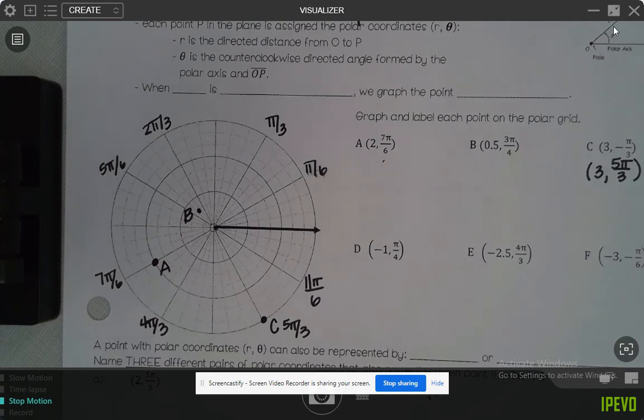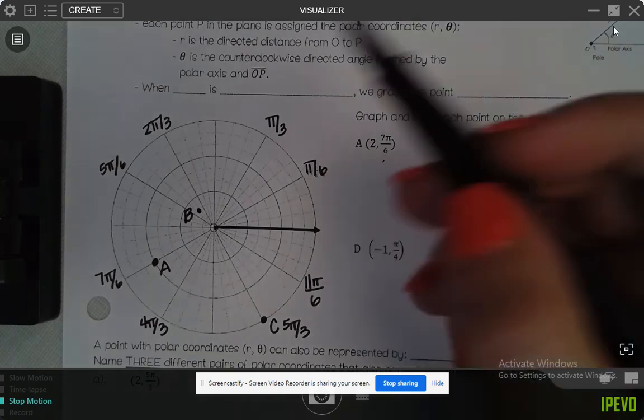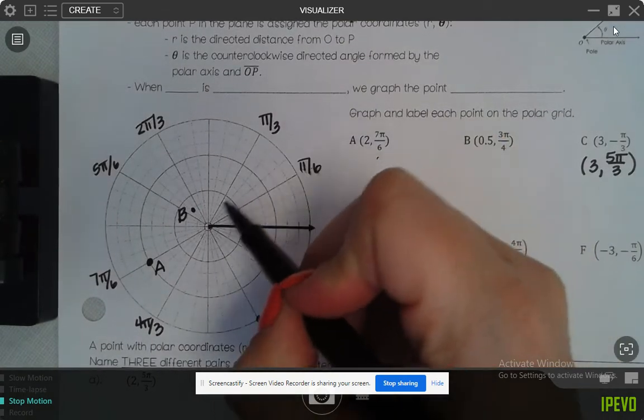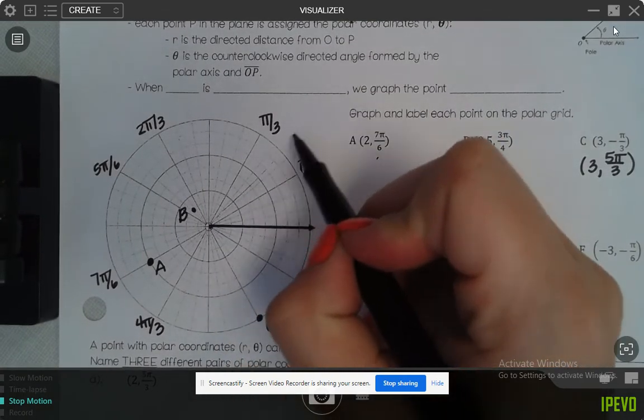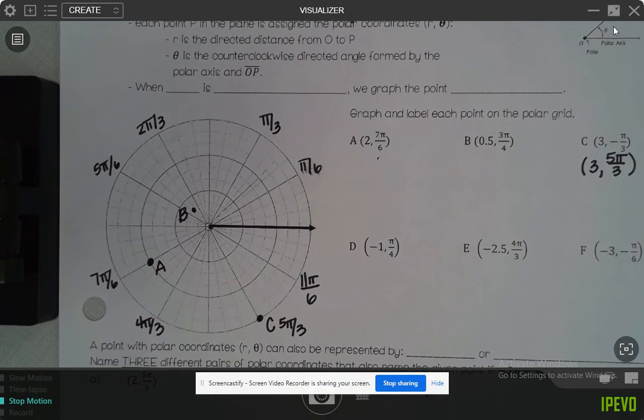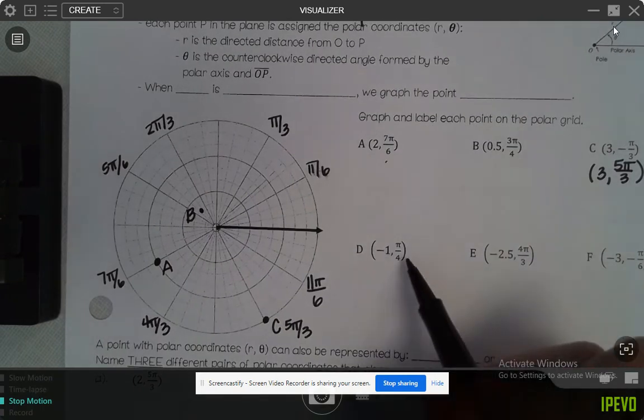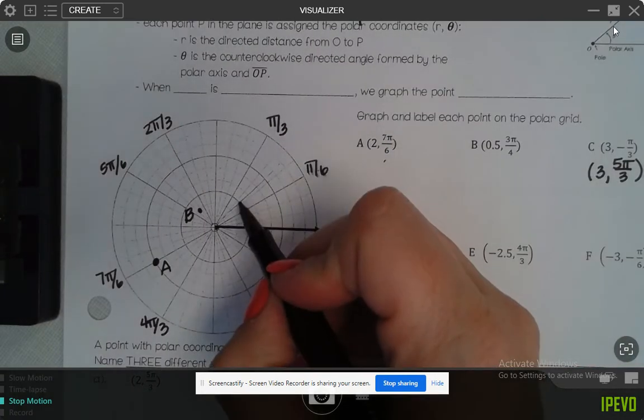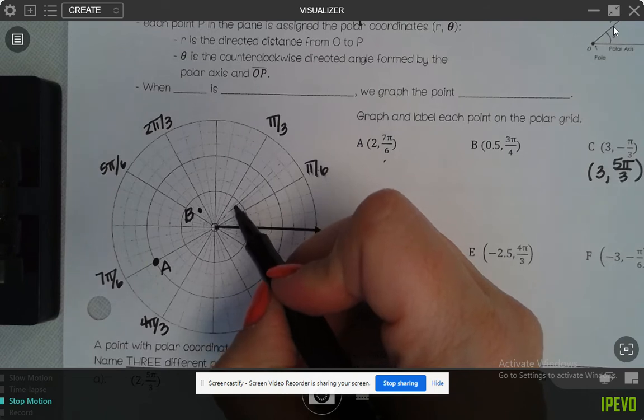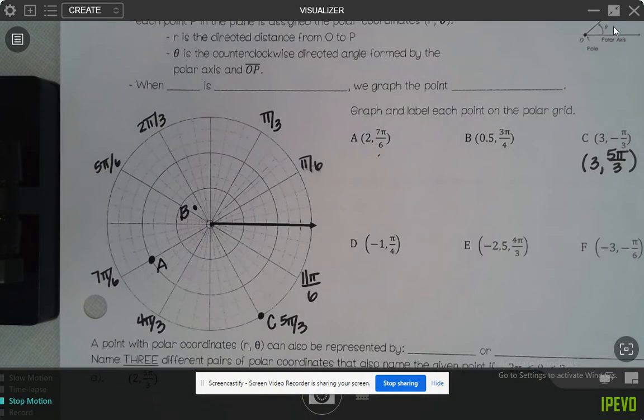So here's what you do. You go the opposite way. So think about, where is pi over 4? What quadrant is pi over 4 in? It's in the first. So it's halfway in between here. So it's kind of along like that right there, right? Yes? So if I told you it was 1, pi over 4, you would come and mark it right there. Agree or disagree? Yes? If it's negative 1, you go the opposite way.